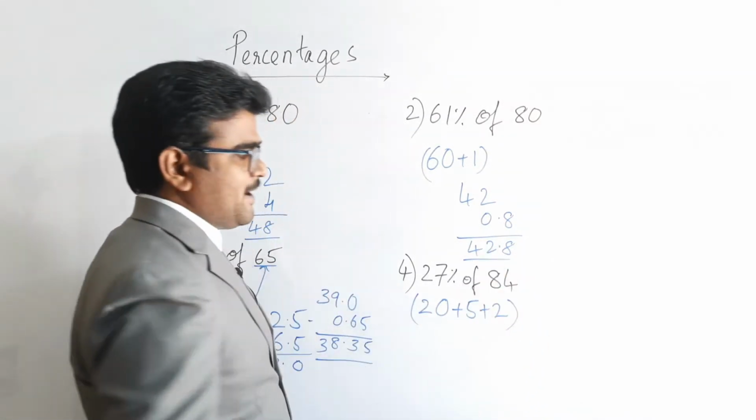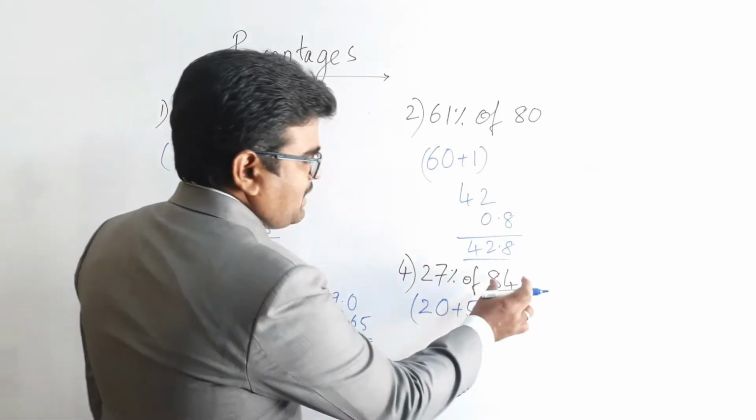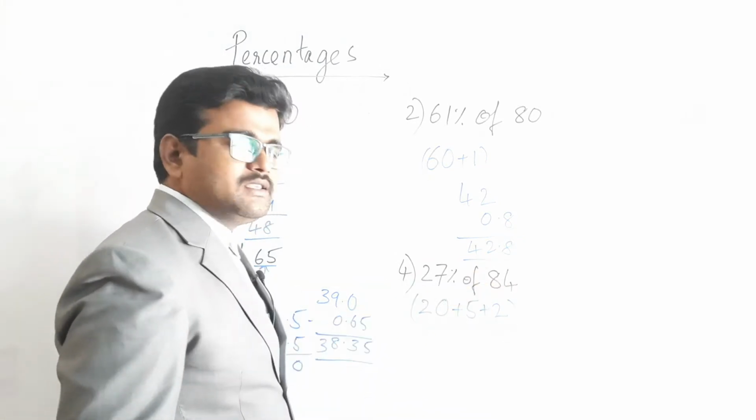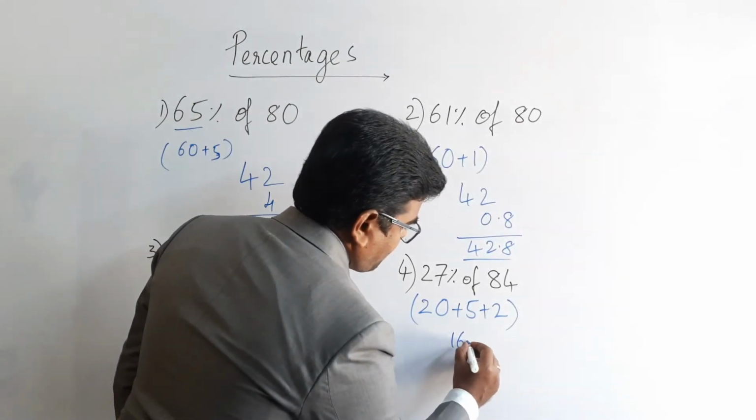20 plus 5 plus 2. What is 20% of 84? 10% is 8.4. 20% means multiply that with 2. That means 16.8.